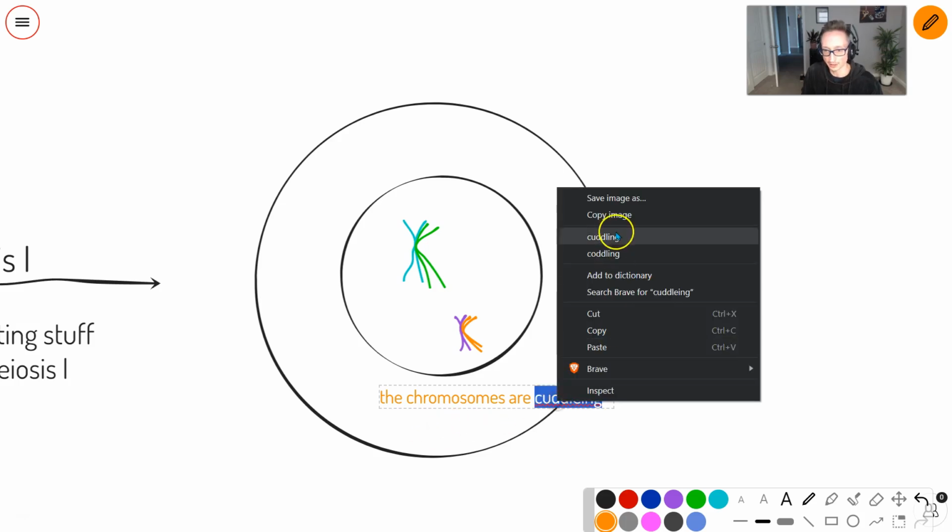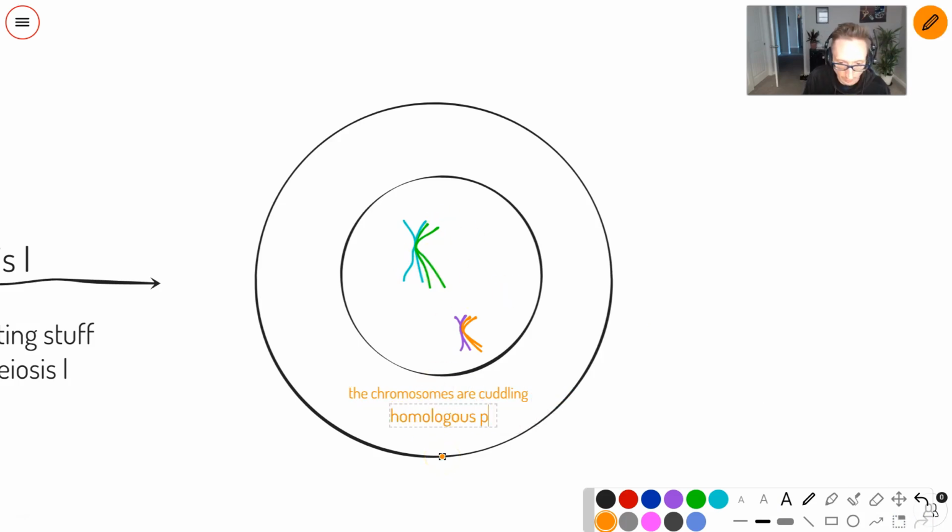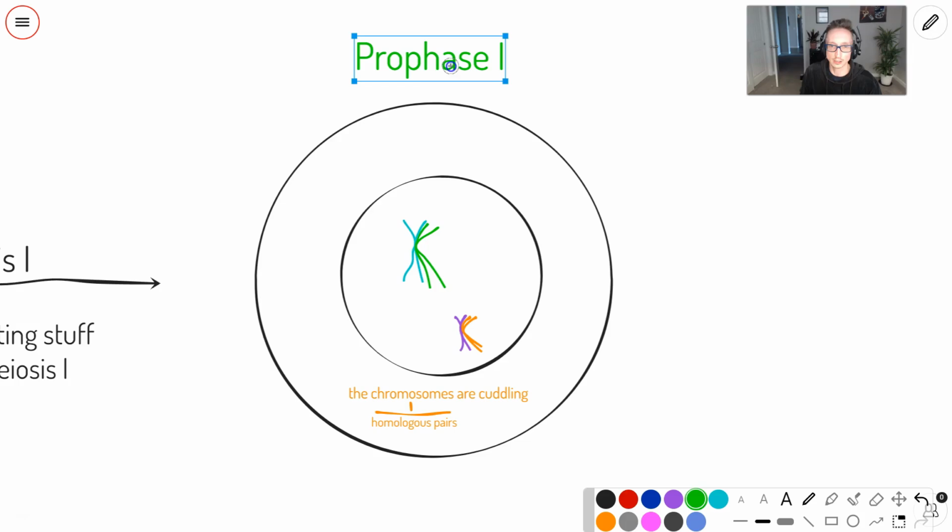And it's really not just the chromosomes. Do you remember what these are called? The two pairs of these chromosomes? These are homologous pairs. Homologous pairs are cuddling. Okay? And this is prophase 1. Putting that in color because it's important. Prophase 1. Something really interesting happens here.